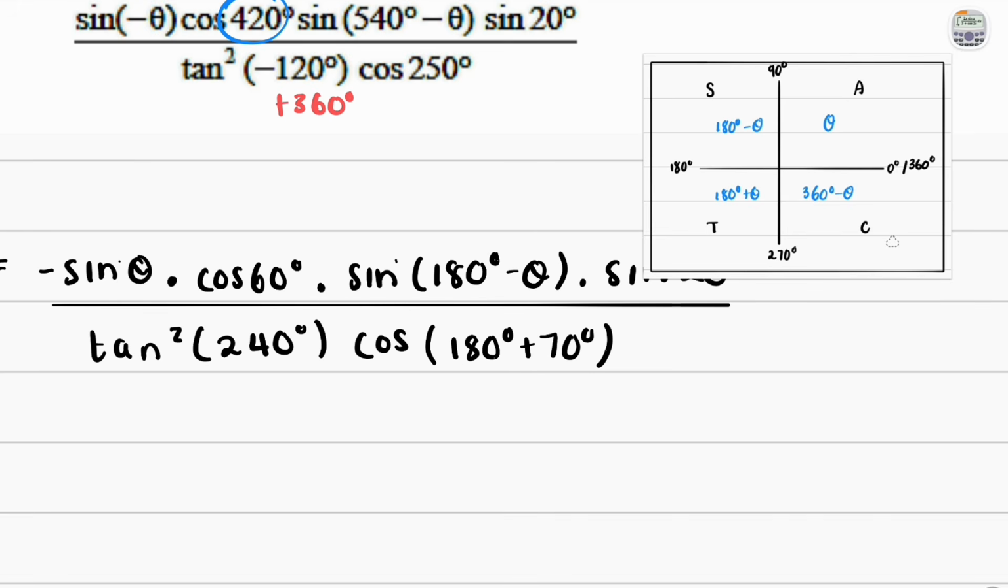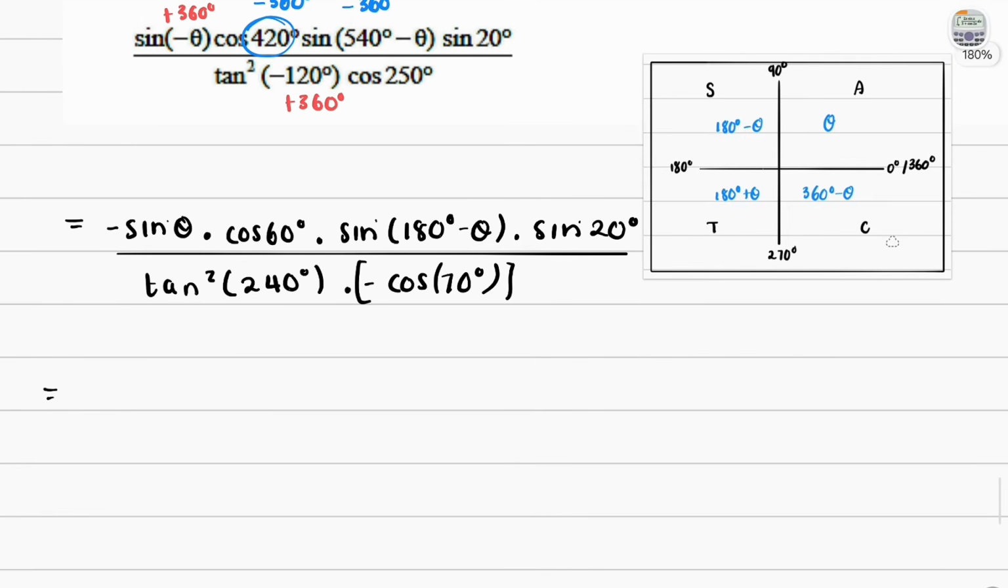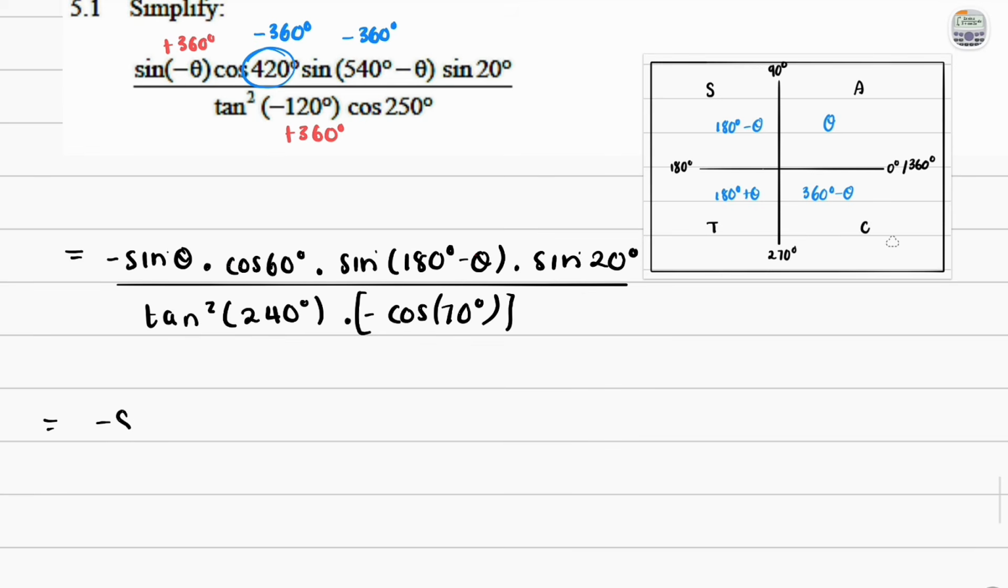So if we have 180 degrees plus 70 degrees, then you see that that is in the tan quadrant. So it's going to reduce to negative cos of 70 degrees. Also just keep in mind that these two are actually multiplying. So in the numerator, what do we have? We have negative sine theta, and we have cos 60 degrees. You can decide to use your calculator or the cos diagram, but with this, it's actually really simple. Sine 30 degrees and cos 60 degrees both give a half. So we're multiplying by a half, and then sine of 180 degrees minus theta will just stay positive sine theta.